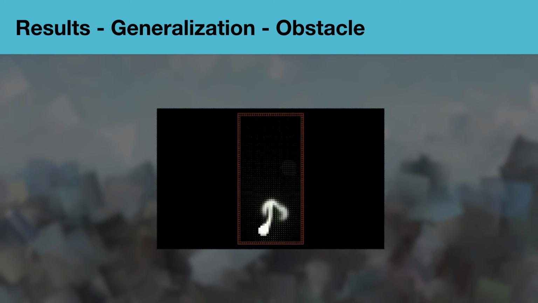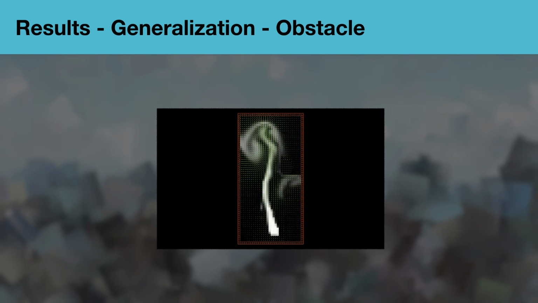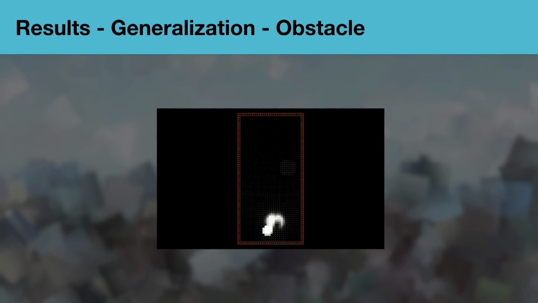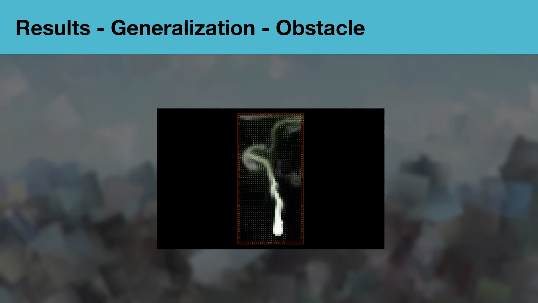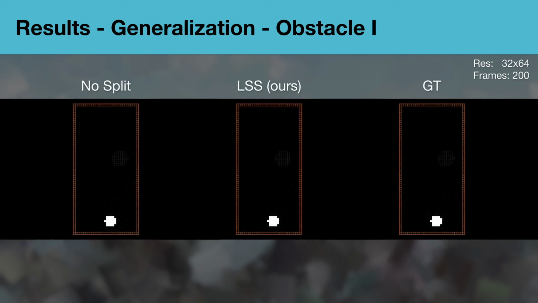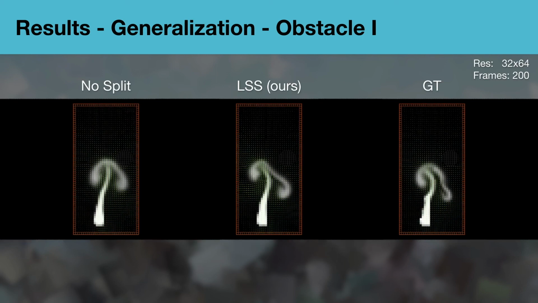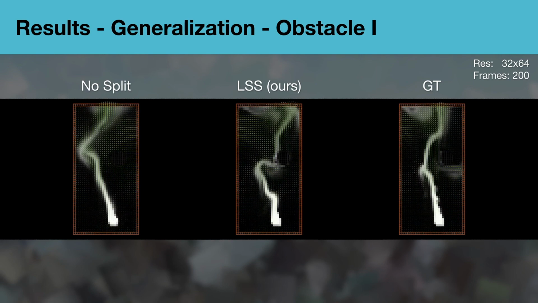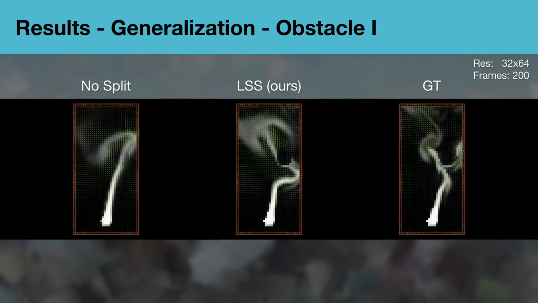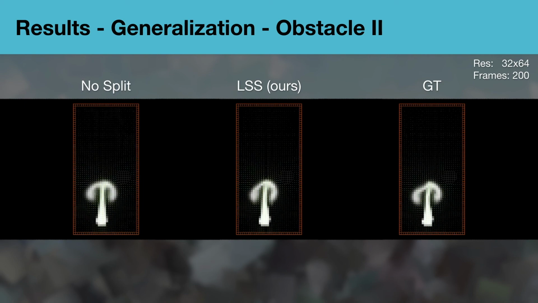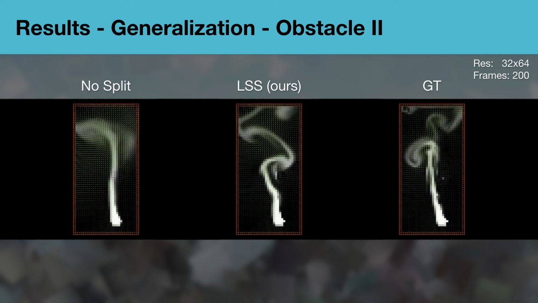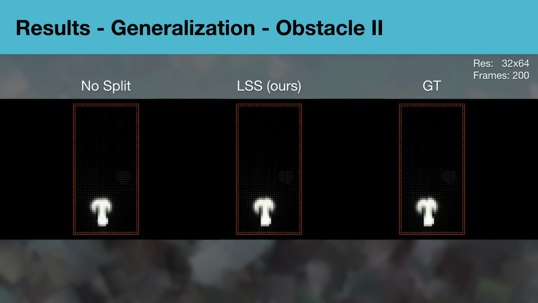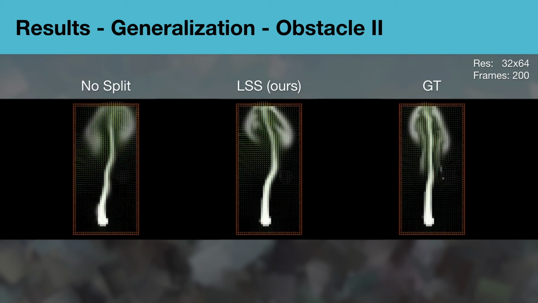To go even further, we added a solid obstacle to the moving smoke prediction. Note that obstacles inside the domain were so far only present in the rotating cup dataset. The moving smoke networks haven't seen an obstacle during training. You can see that our method reacts to the obstacle, whereas the no-split version ignores it completely.